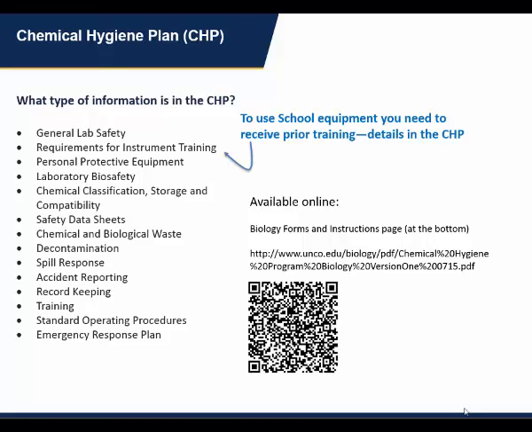One thing to note, that the school does have a fair amount of fairly expensive equipment, and in order to use that equipment, you do need to receive prior training, and details of how to do this are laid out in the chemical hygiene plan. The chemical hygiene plan, as I mentioned, is in all teaching labs, should be available in all research labs, also available on the school's website, and the information is given here, along with a QR code, which will enable you to go directly to that link from a mobile phone.